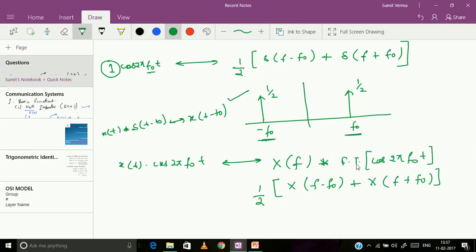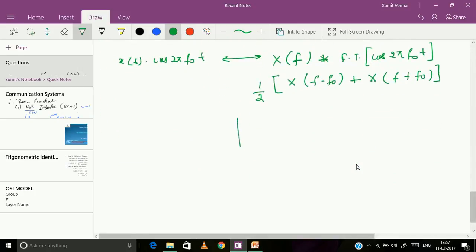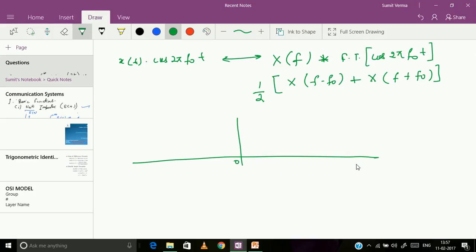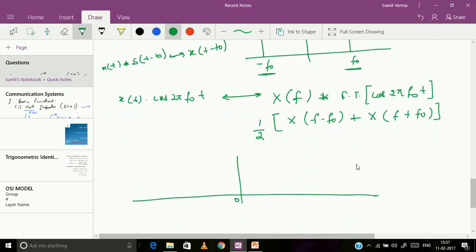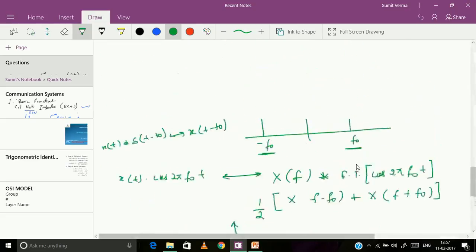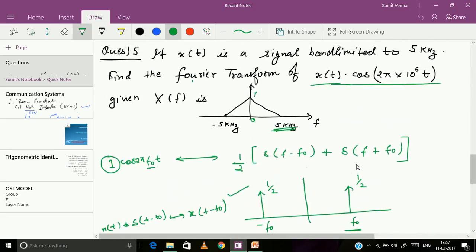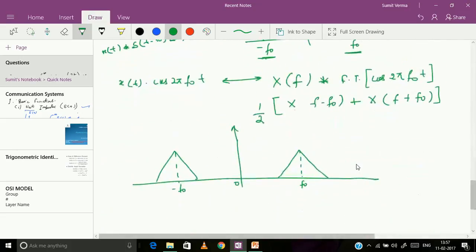So if I want to draw the spectrum here, how can I draw this? This original spectrum, which was at 0 here, is now getting shifted to f naught and minus f naught. So I am just shifting it here to a value f naught, and similarly I also shift it this side to a value minus f naught. If the original amplitude was something A, now because of this half, it will become A by 2.